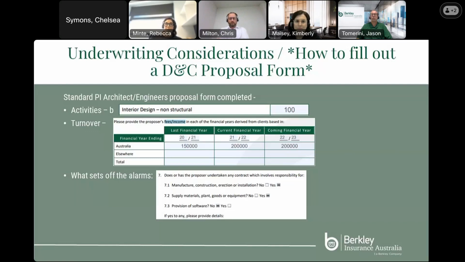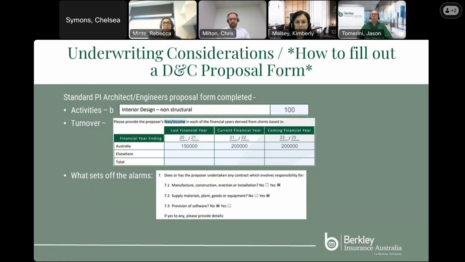So here on the slide, we have an example from a client who has noted their activities as being an interior designer, and they've also completed our architect's PI proposal form. Everything looks quite normal, but something is setting off alarm bells to the underwriter, and should also set off alarm bells to you, the broker, as well.